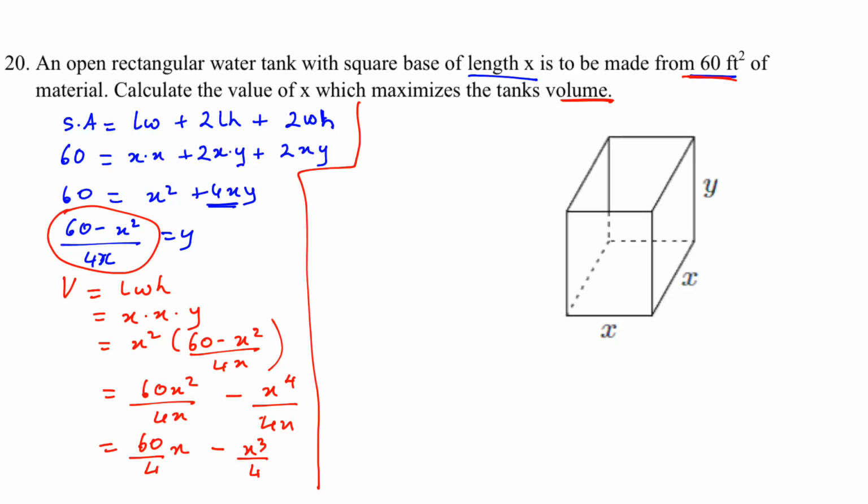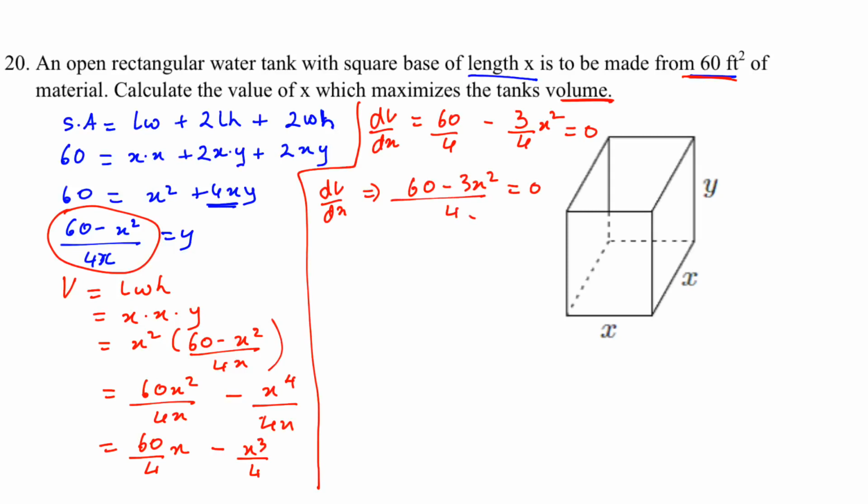Now we will differentiate. So we will get dv over dx is equal to 60 over 4 minus 3 over 4 x square. Make it equal to 0. Because the denominator is same, you can write it as one fraction. 60 minus 3x square over 4 is equal to 0. 4 times 0 is 0. So you are left with 60 minus 3x square is equal to 0. Therefore, negative 3x square is equal to negative 60. Divide by negative 3 and you will get 20.